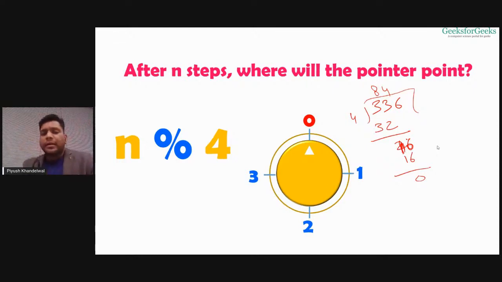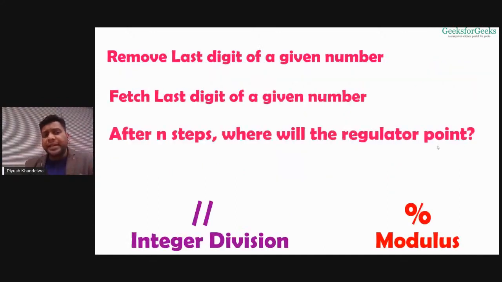So this is again one more application of this modulus operator. We have seen, if we want to remove the last digit, we can use the integer division operator. If we want to fetch the last digit, we can use the modulus operator. And if we want to check after n steps where the regulator will be pointing to, this is also one real life problem, right? You can again use the modulus operator. These are examples. You will find plenty of applications of these operators when you enter the programming world. You will be solving real-time problems, right?